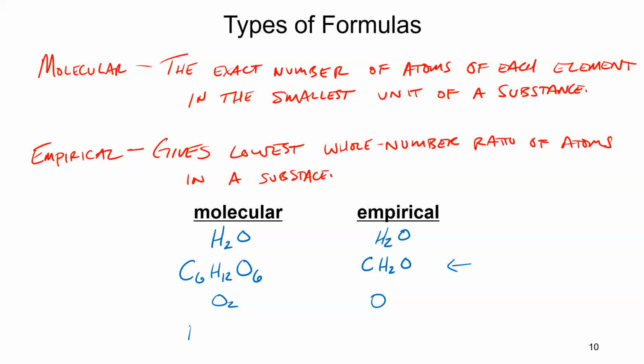There's also some funny poisonous compounds of nitrogen. So N2H4. We can reduce that. We can divide both of those by 2 and just get NH2. Right? And so this empirical and molecular formula, sometimes it's helpful, sometimes it's not. It turns out that it's more helpful when we're dealing with ionic compounds than when we're dealing with molecular compounds.